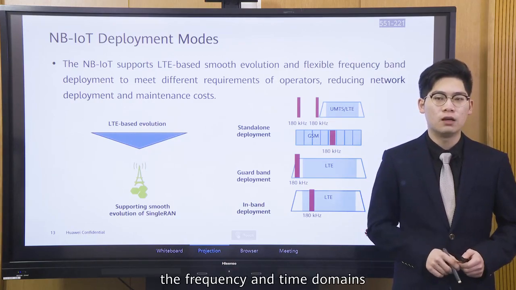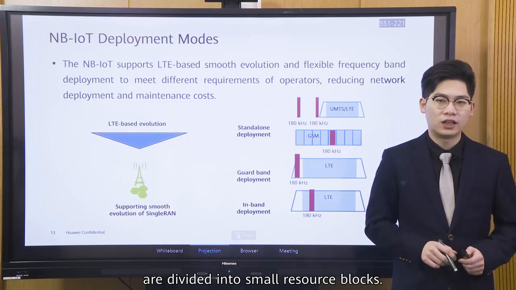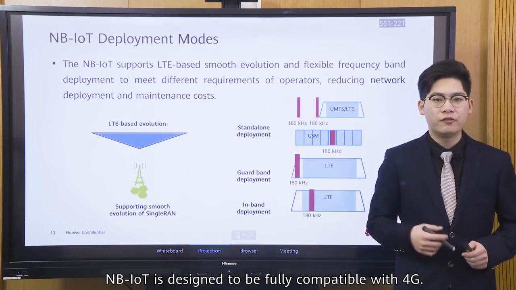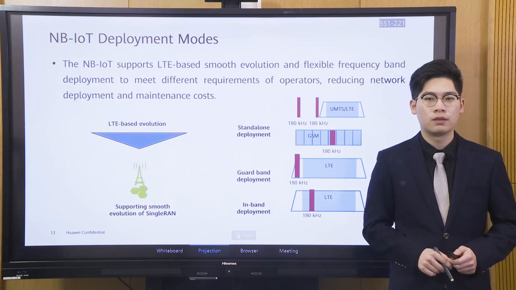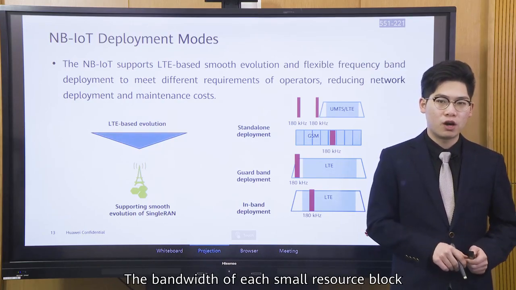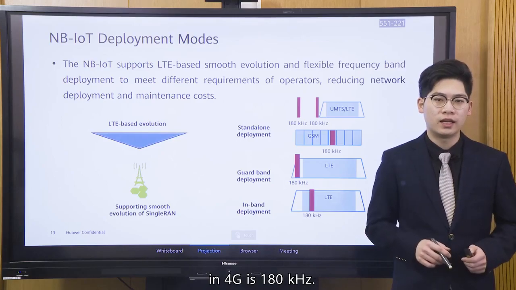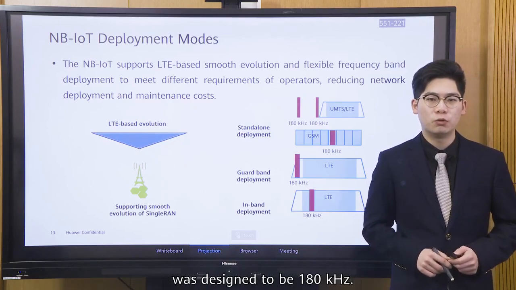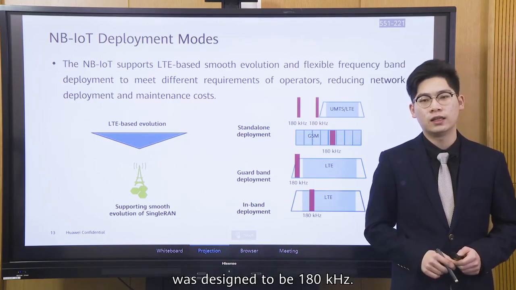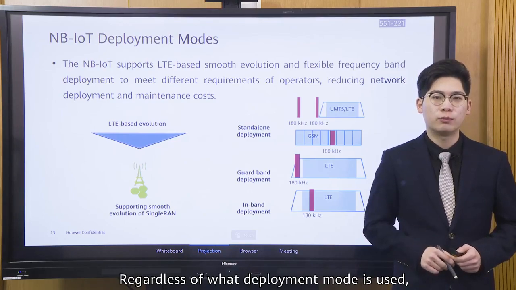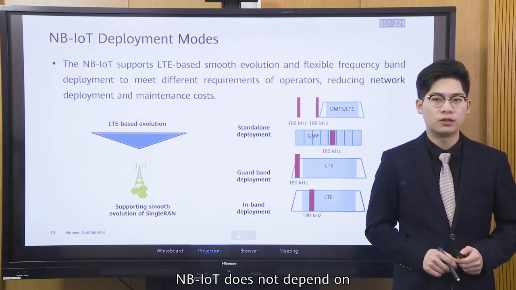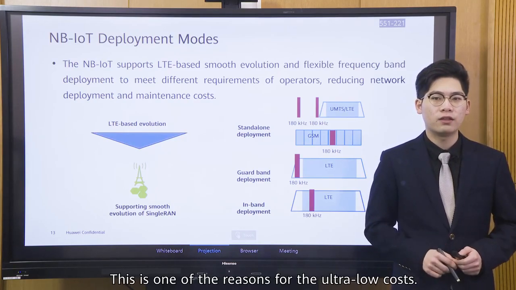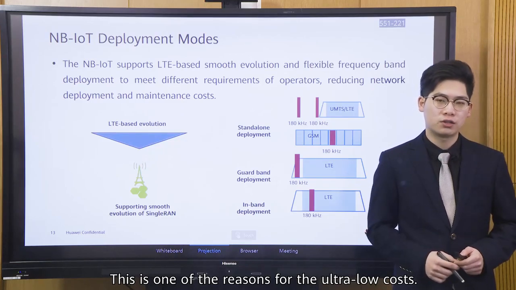In a 4G network, the frequency and time domains are divided into small resource blocks. NB-IoT is designed to be fully compatible with 4G. The bandwidth of each small resource block in 4G is 180 kHz. That is why the system bandwidth of NB-IoT was designed to be 180 kHz. Regardless of what deployment mode is used, NB-IoT does not depend on signal resources of any system. This is one of the reasons for the ultra-low costs.